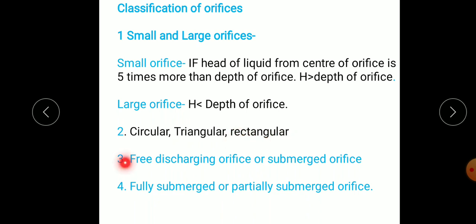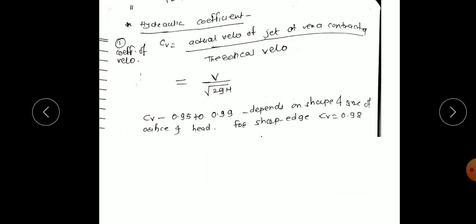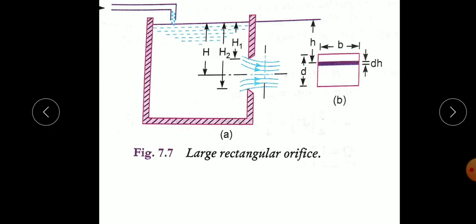Again, there is a classification according to the outlet. The outlet of the orifice may be in the open atmosphere, or the outlet may be in another tank. They are classified as free discharging or submerged orifices. In the first diagram, the discharge outlet side of the orifice is open to the atmosphere, so it is a freely discharging orifice.